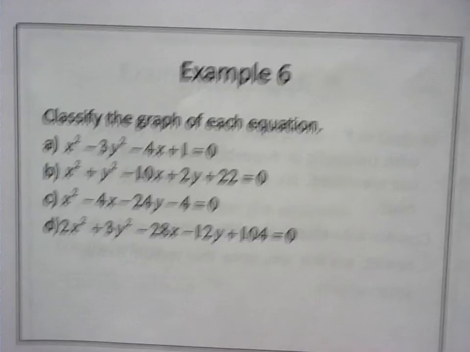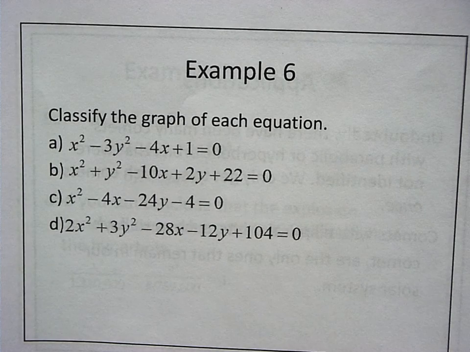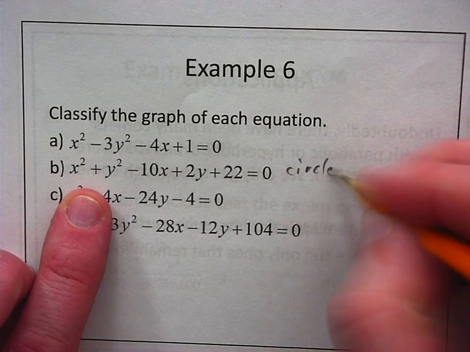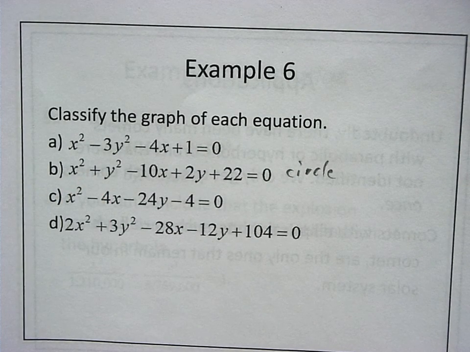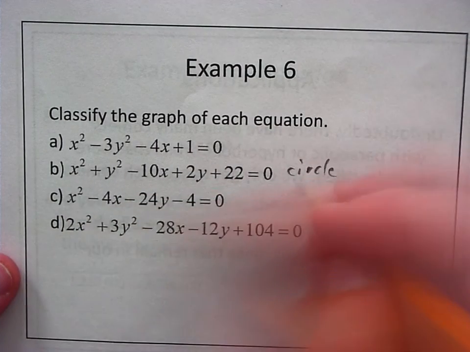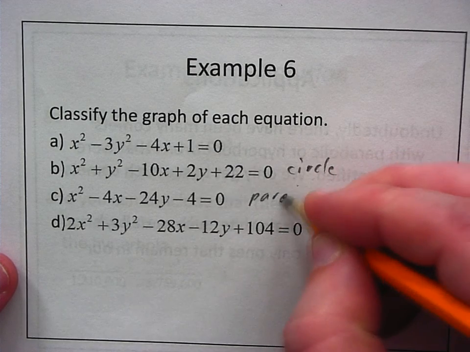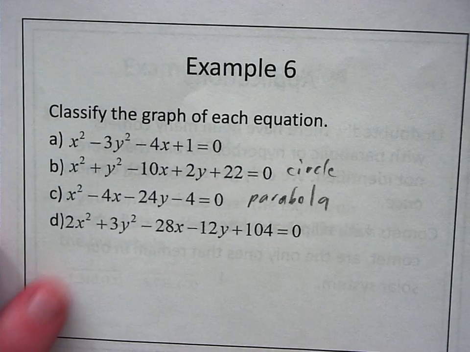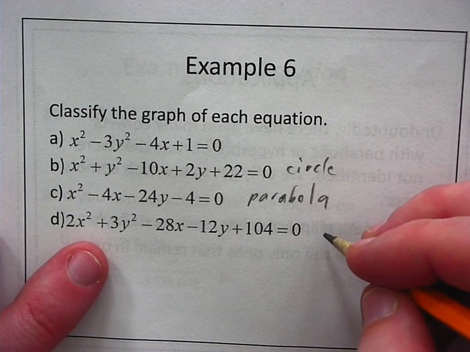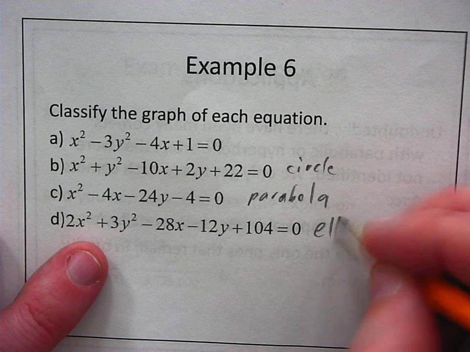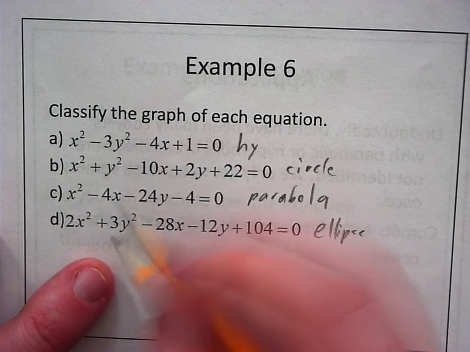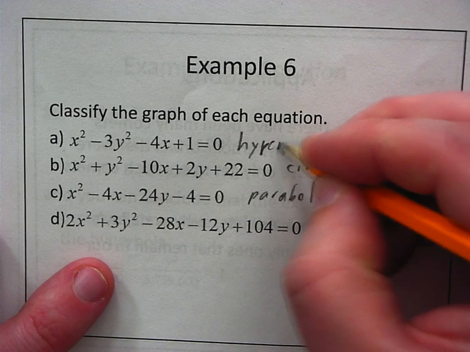So looking at this, where's the circle at? B. These both have a coefficient of 1, so this is your circle. The other easy one, where's the parabola? C, because there's no y squared. What are the other two? D's the ellipse. Now there's only one left, it's the hyperbola, because one is positive, one negative.